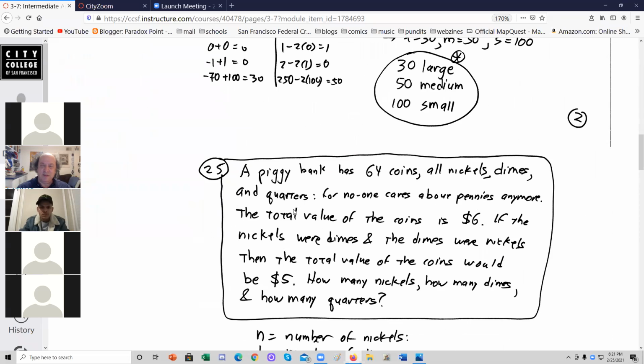All right. Now, number 25 is a coin problem involving a piggy bank with 64 coins. All are nickels, dimes, and quarters. And I add here that nobody cares about pennies anymore.